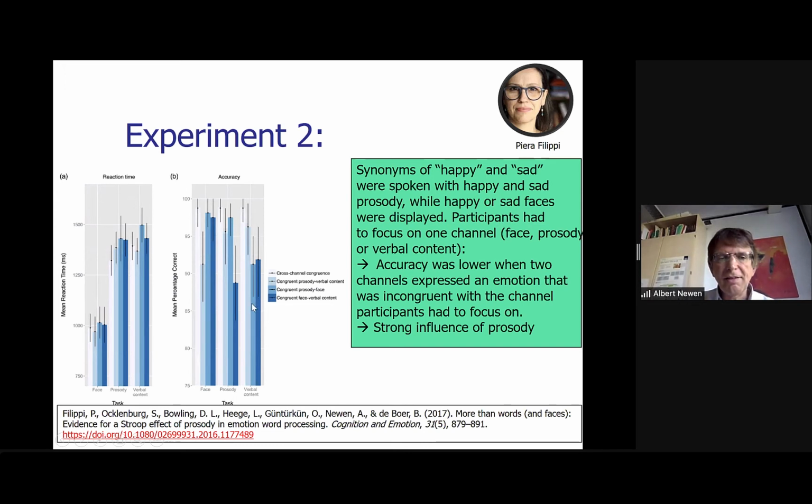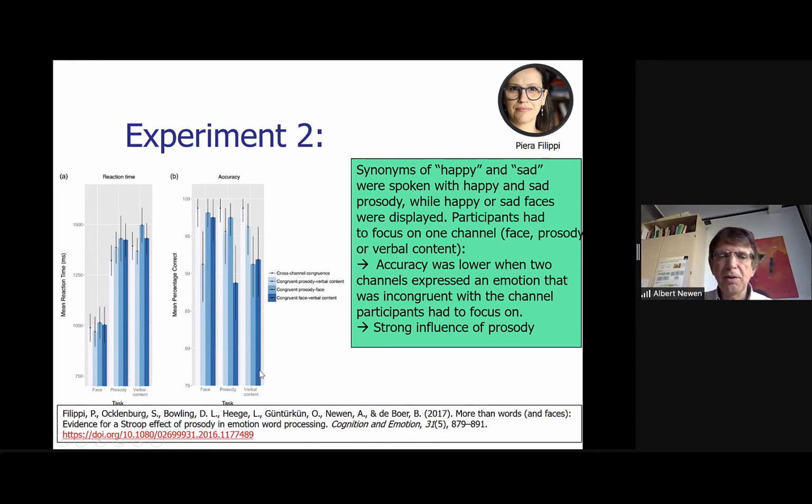Now the light, this medium blue, the second here: if the prosody and face were congruent, but the verbal content was incongruent with prosody and face, then the accuracy went radically down. And the same was true even if, in the very dark blue, the prosody was the only one that was incongruent with the verbal content.